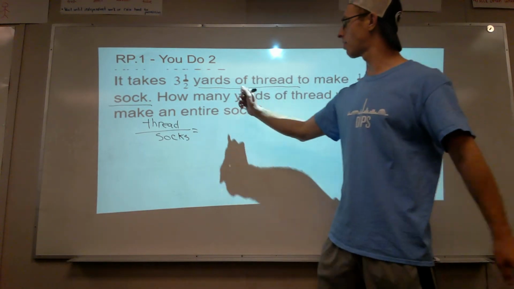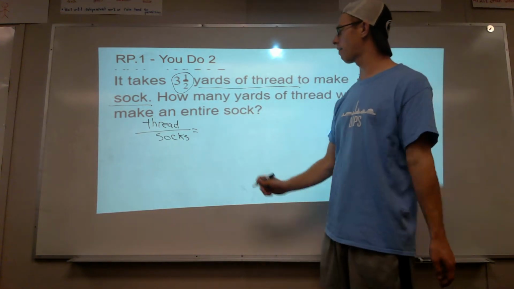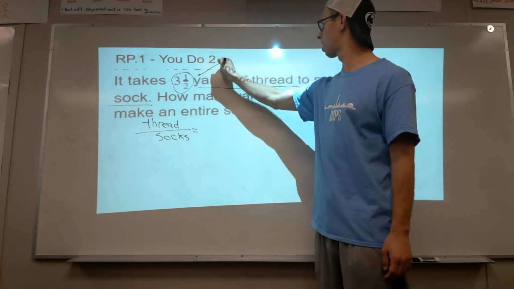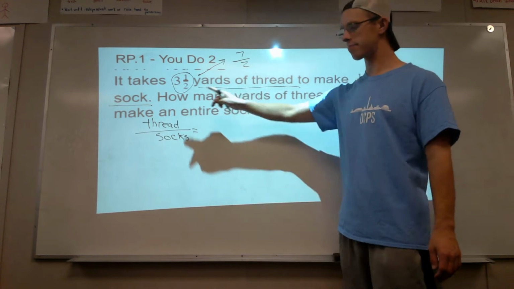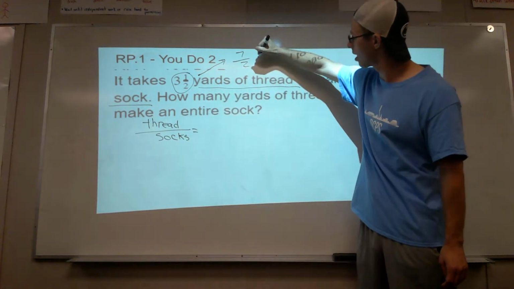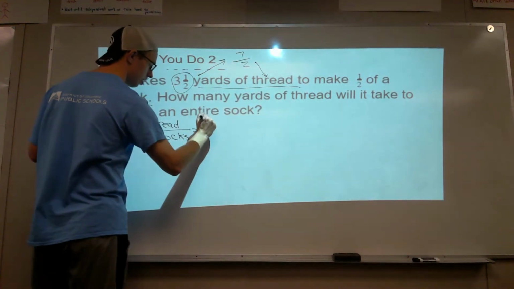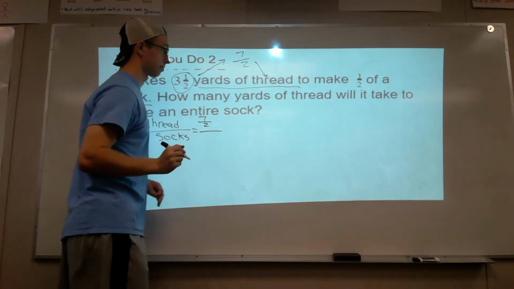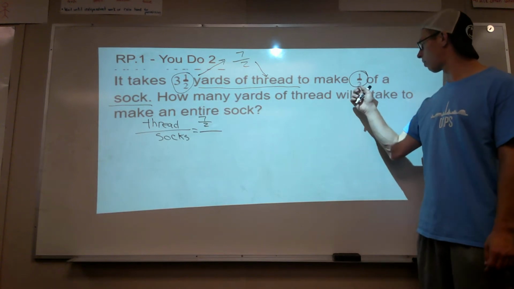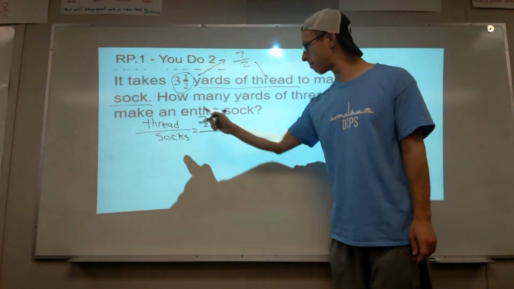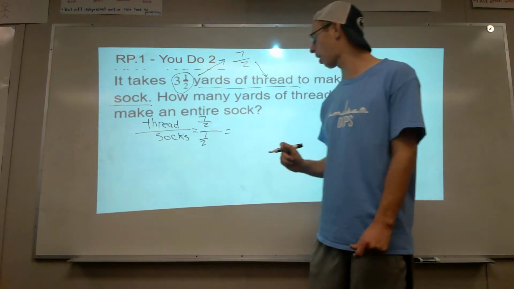Now I'm going to look for the numbers. I have another mixed number. So I need to convert 3.5 to an improper fraction, which is going to be 7/2. And this number clearly goes with thread, right? So because thread is on the top, my 7/2 needs to go on the top. Keep reading, find another number. I have 1/2 of a sock, so it clearly goes with sock. Because sock is on the bottom, 1/2 will also be on the bottom.